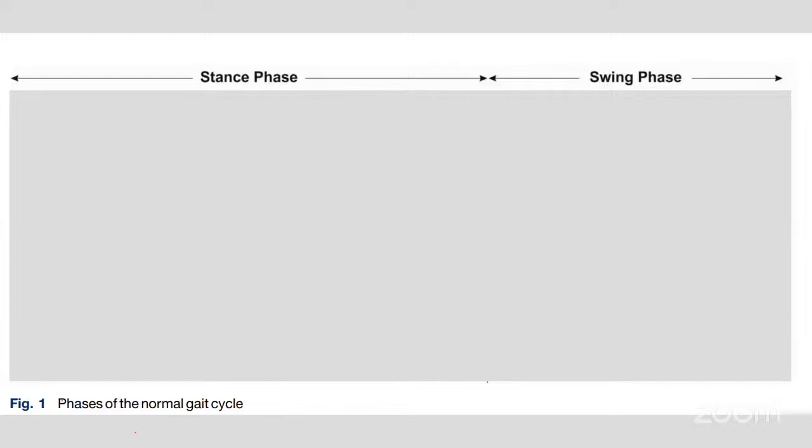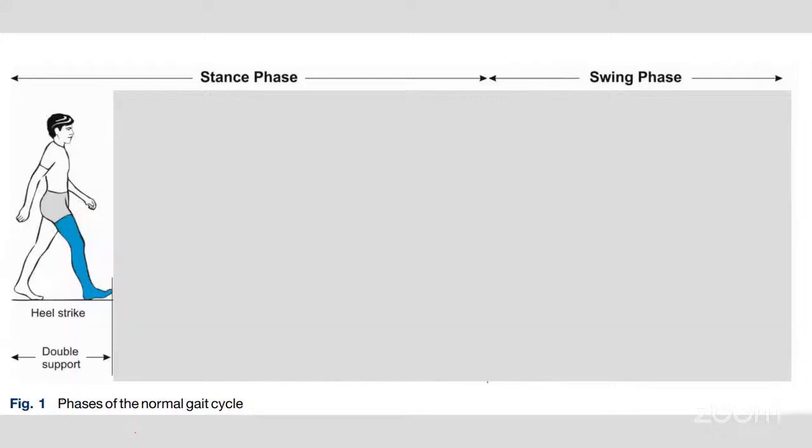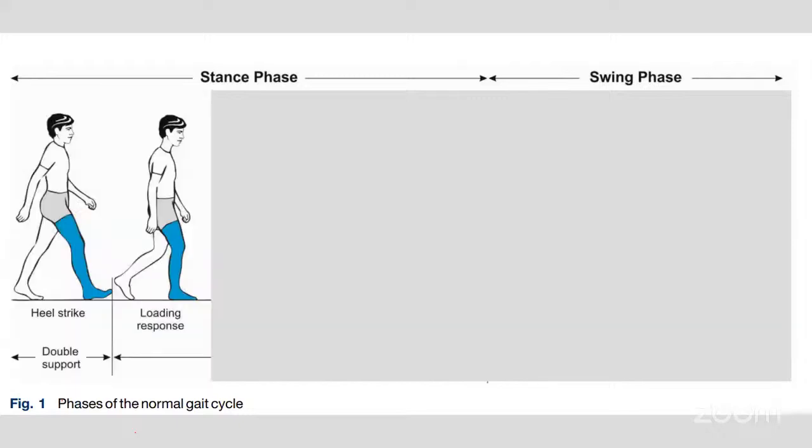Sir, I'll go through the phases of the normal gait cycle. The first phase is the initial contact, or the heel strike. This occurs when the heel of the foot contacts the ground, followed by loading response, that is the initial double limb support. This occurs after initial contact of the right foot to the ground until the left foot is taken off the ground. During this loading response, body weight is transferred onto the support limb, that is from left to right or from right to left.